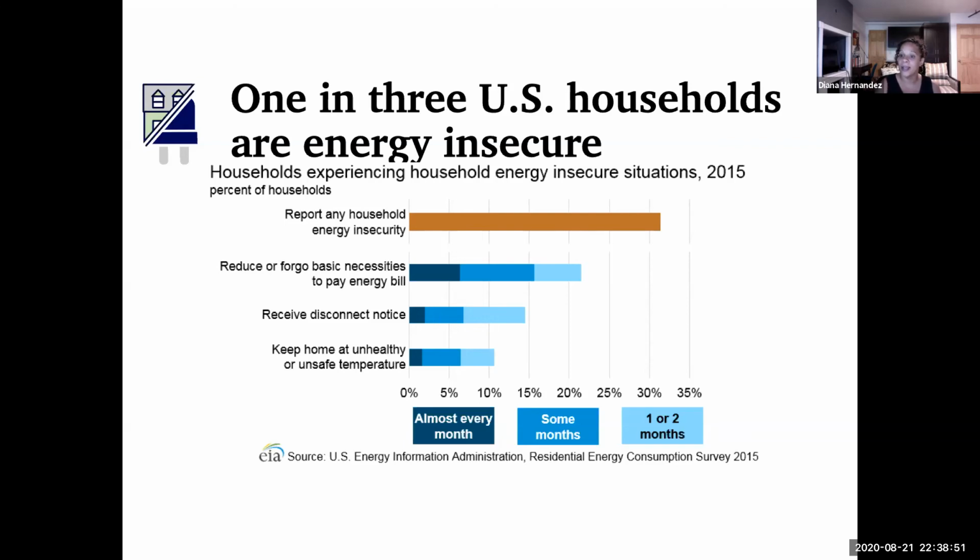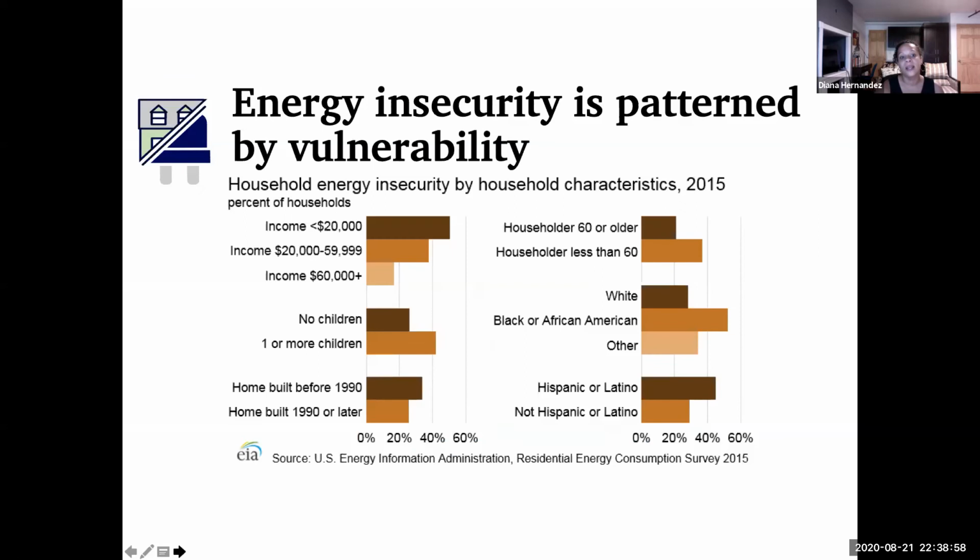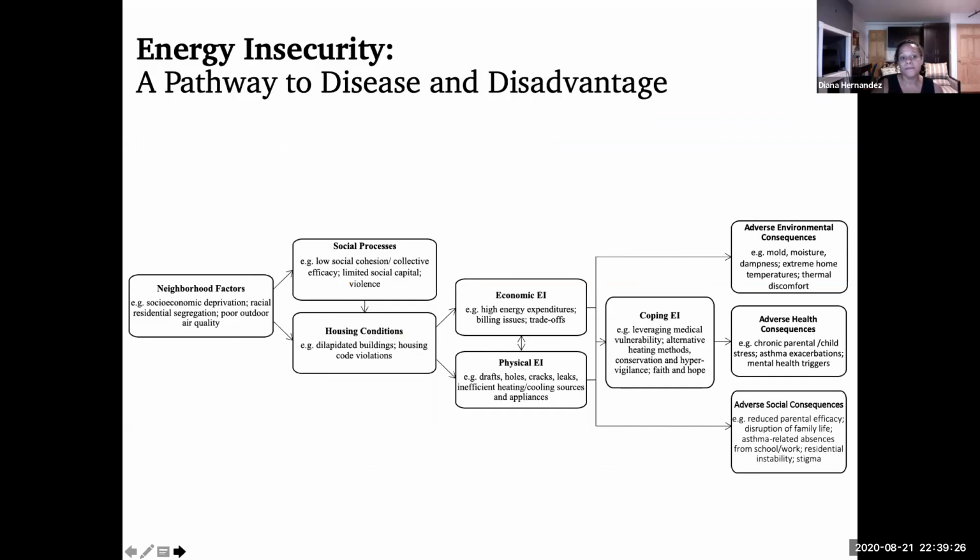That may be triggered by seasonality. It might also be triggered by other issues happening at the household level, like changes in wages, for instance. But what we also know is that energy insecurity is patterned by vulnerability. So low-income households, households with children, older homes, African Americans and Latinos are more likely to be energy insecure. The elderly, for instance, are actually less likely to be energy insecure than younger folks, but they get a lot of attention because of their vulnerability status, which makes a lot of sense.